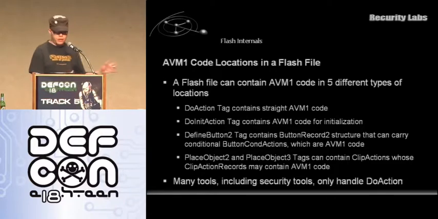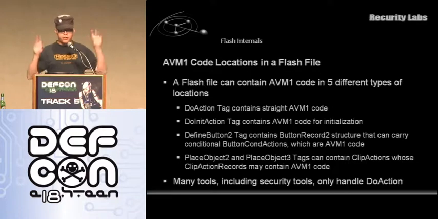Then there's the buttons I already mentioned. So the DefineButton2 tag contains a ButtonRecord2 data structure that can carry conditional button actions, which is actually blobs of code. So you have a graphical element in a file format, a vector graphic element, and you attach a piece of code to it. Now, they obviously really liked this idea, then went back to their fridge with the psychedelic drugs, took some more, and specified the same behavior for shapes.